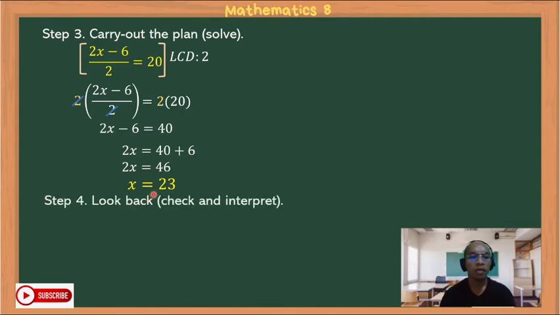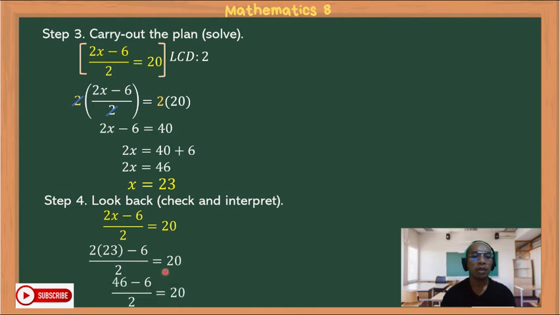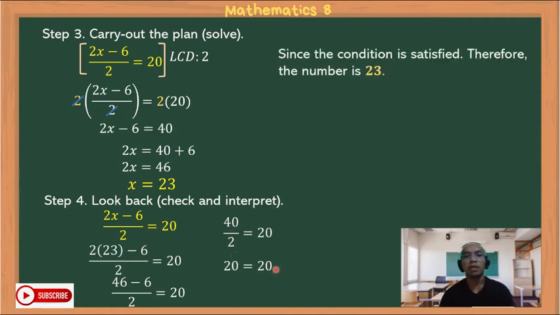So how do we know that this is correct? Again, we have to check. The given equation is 2x minus 6, divided by 2, equals 20. Our x is 23. Substitute: 2 times 23. Instead of writing x, change it to 23. Then copy negative 6, copy divided by 2, then copy 20. Further simplification, 2 times 23 is 46, then minus 6 divided by 2 is equal to 20. So 46 minus 6 is 40, divided by 2 is 20, and that is equal to 20. Since the condition is satisfied, the number that we are looking for is 23.